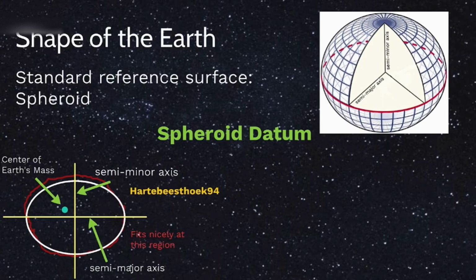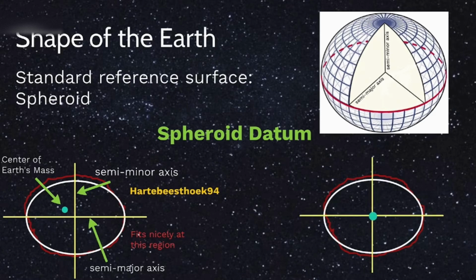Hartebeesthoek94 is an example of a local datum of South Africa. Similarly, NAD 27 and NAD 83 are local datums for North America. Now, here is an example of a geocentric datum. In this case, the center of the spheroid coincides with the center of the Earth's mass. We also call it a global datum because overall it better fits the globe. And WGS 84 is an example of the global datum. We use this when we work on a global data set.